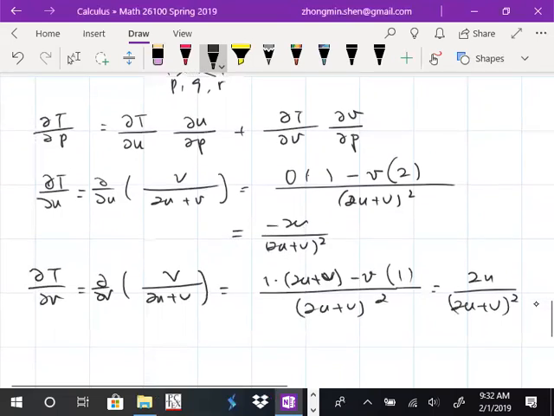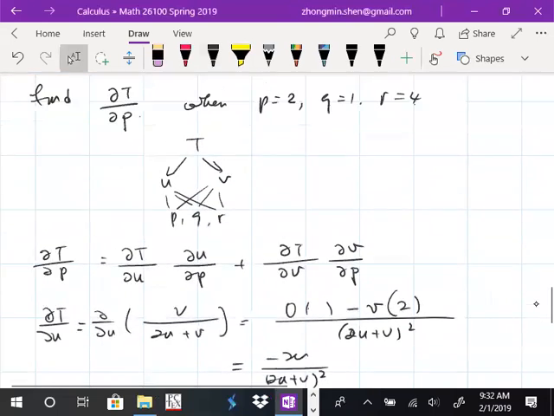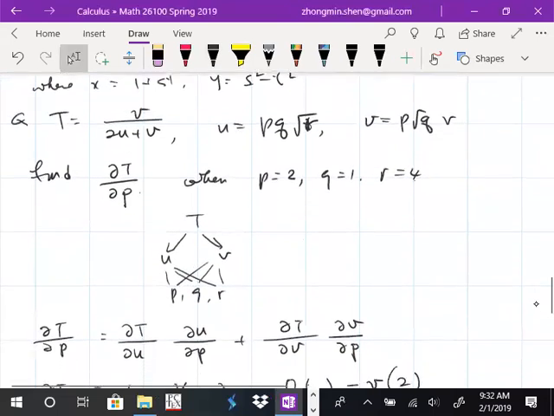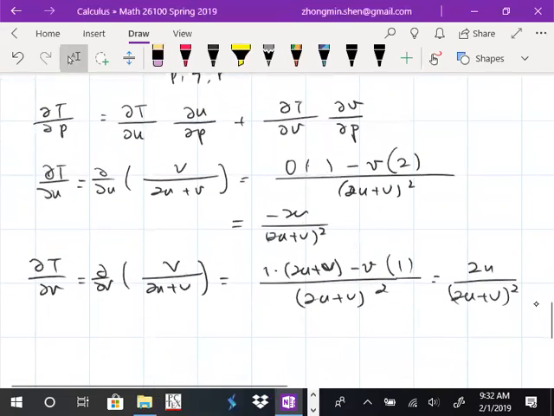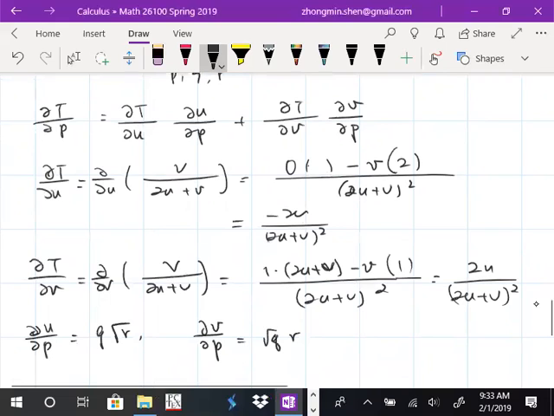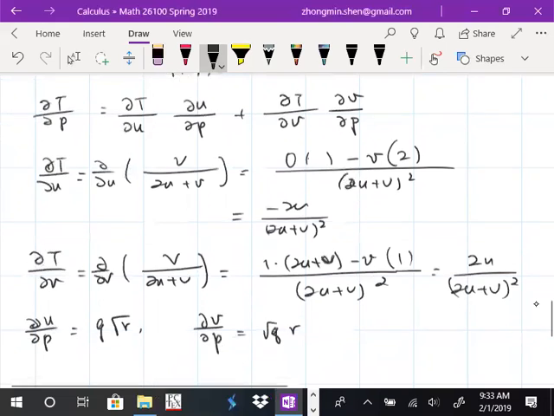I also have to find out how it depends on P. T depends on U and V, and they depend on P, which is easy. So list all the possible derivatives. The derivative of U with respect to P is just Q square root of R. The derivative of V with respect to P is just 2 square root of Q and R. Okay, so now we are done.